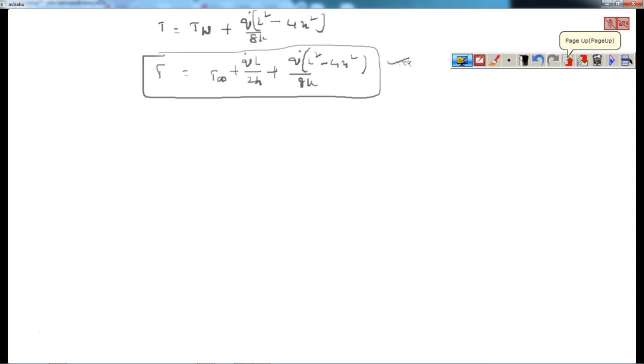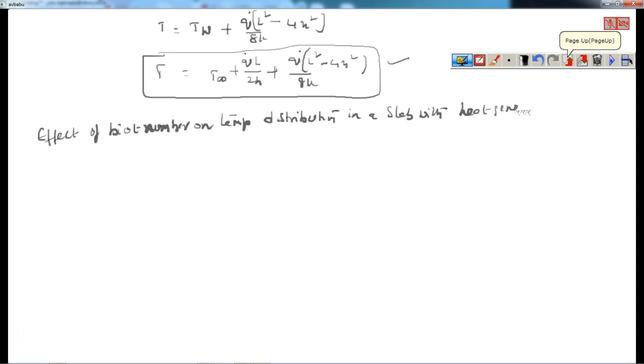Now I will be discussing the effect of Biot number on temperature distribution in a slab with heat generation. I will talk about it.